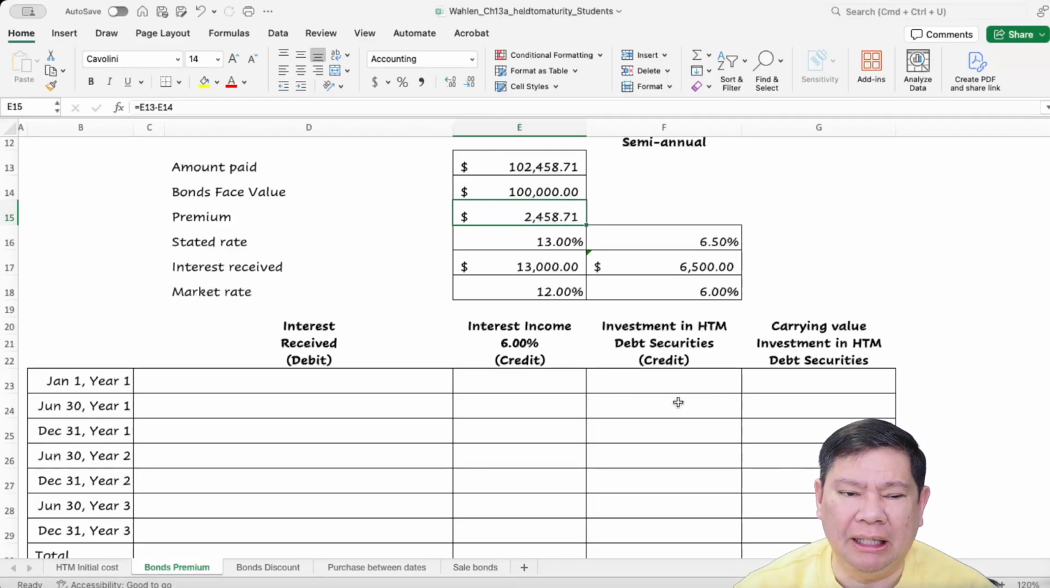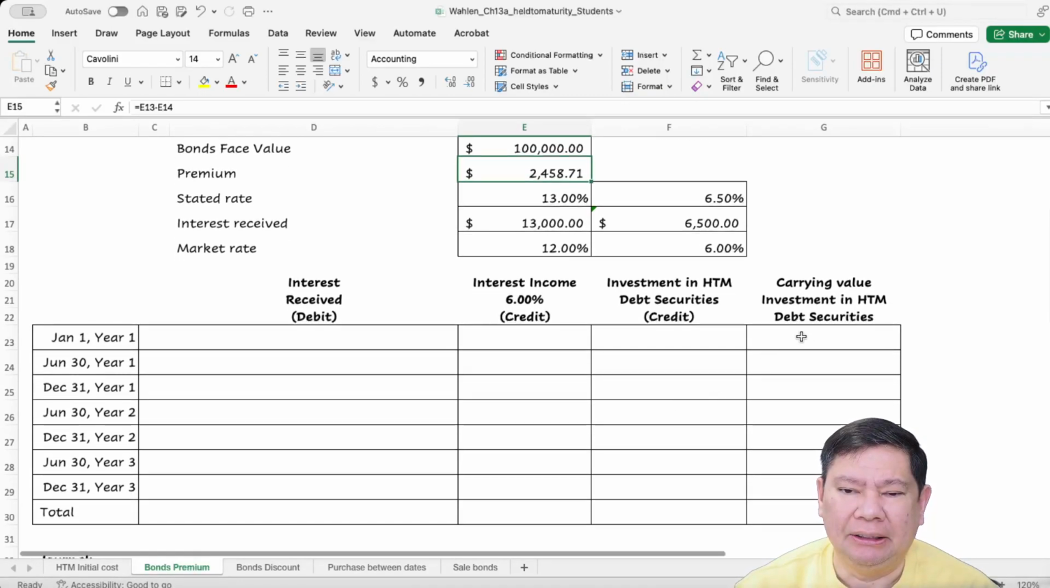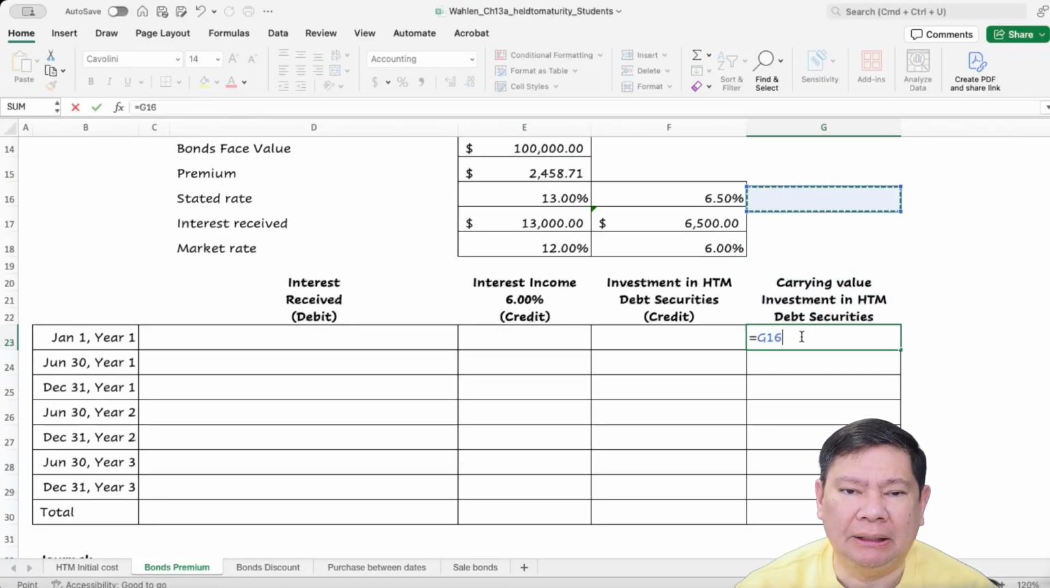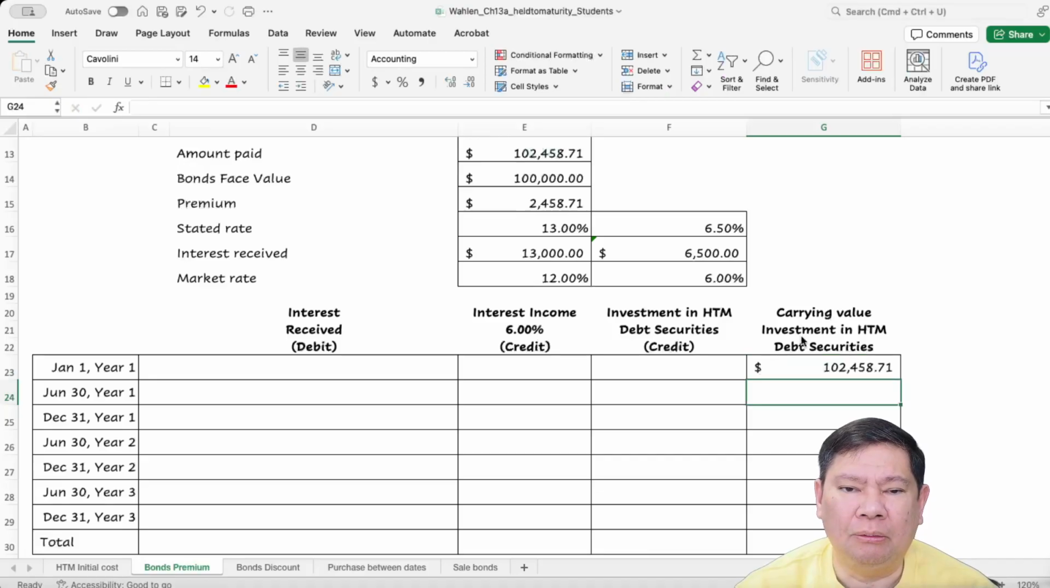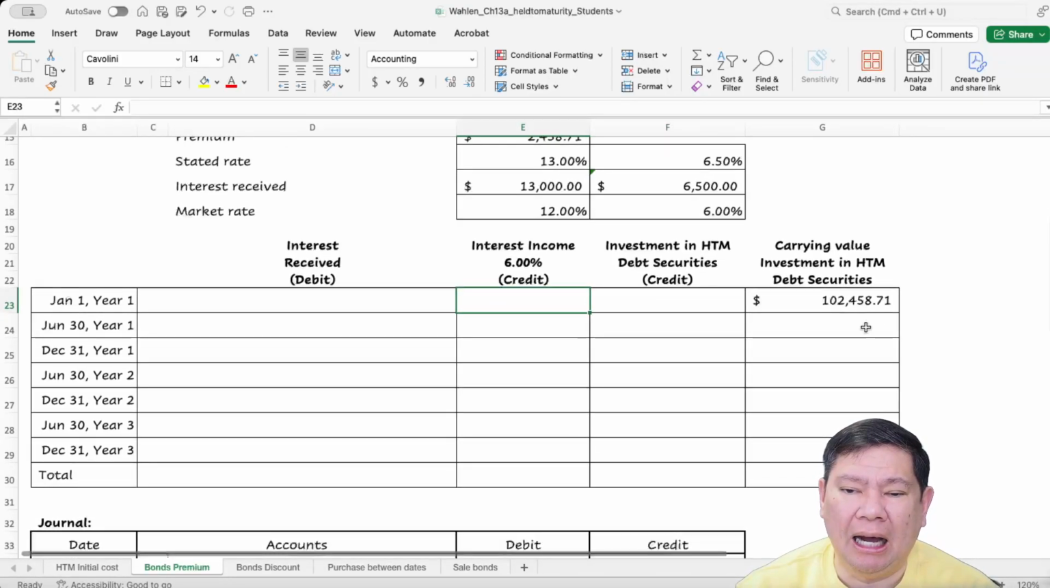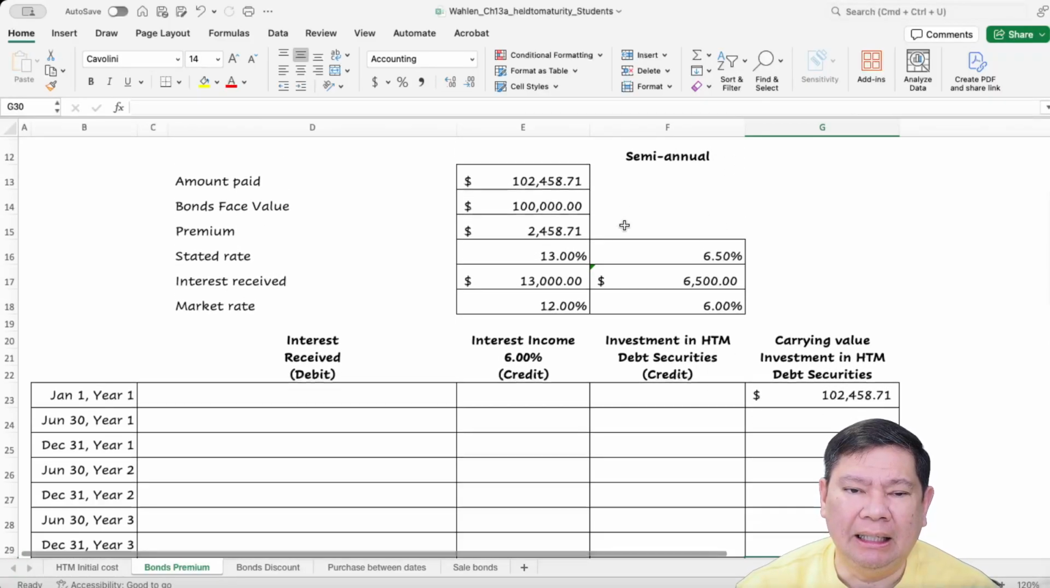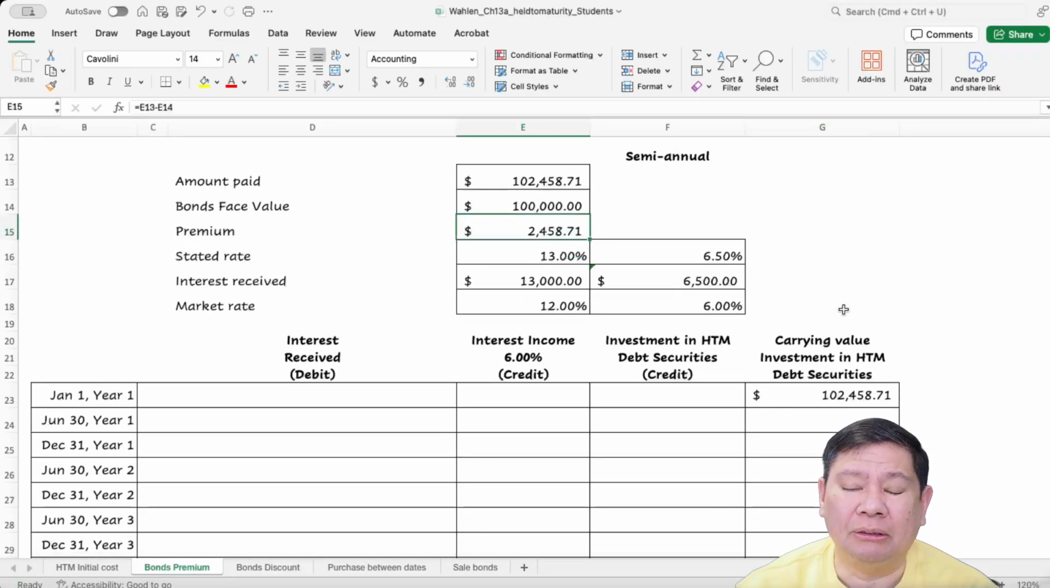Okay, and then we're going to amortize the premium. We're going to use the effective rate. So the carrying value is 102,458.71. Okay, and this will go down toward the end of the contract back to $100,000, which is the face value of the bonds. So every 6 months we are going to amortize the 2,458.71 premium.